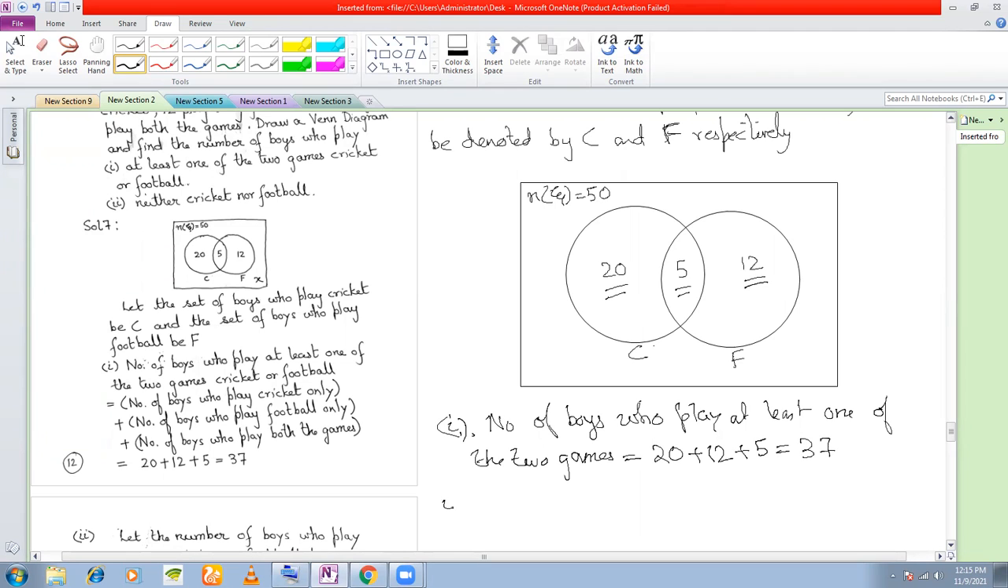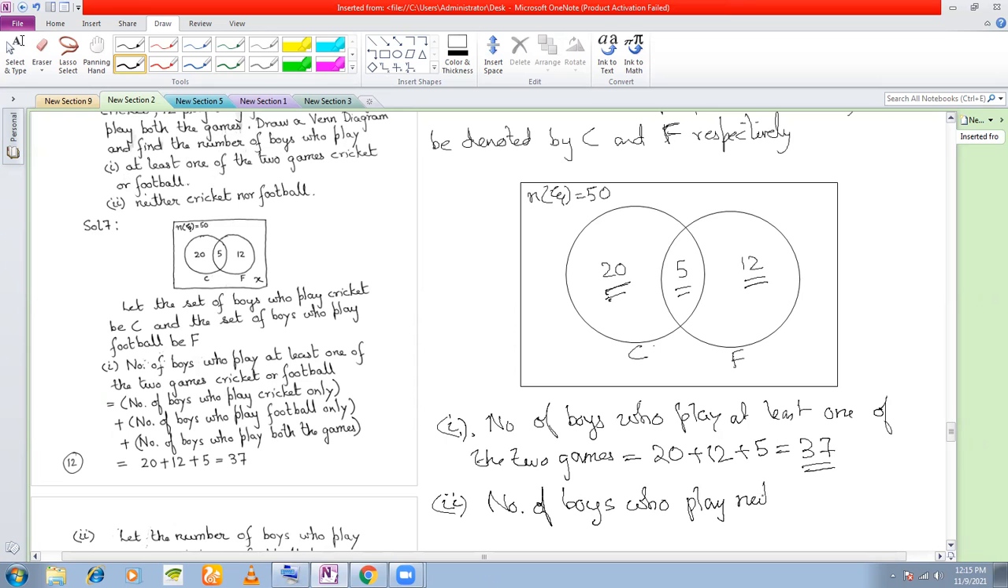Next question is neither cricket nor football. So which part represents neither cricket nor football? Now if you see, this many people play cricket or football or both. That means number of boys who play neither cricket nor football is total number of boys minus number of boys who play cricket or football or both.